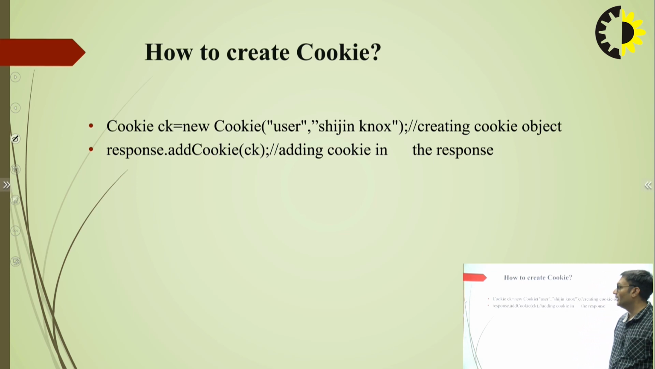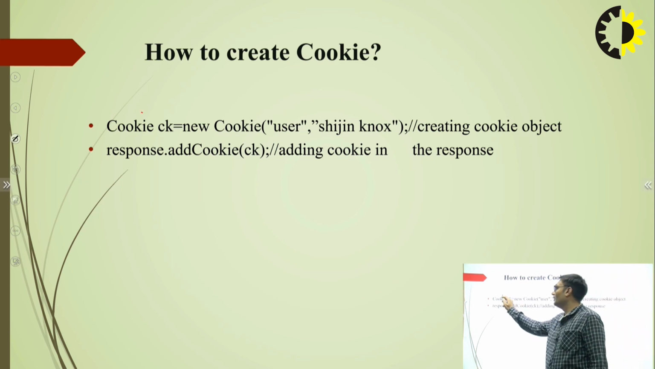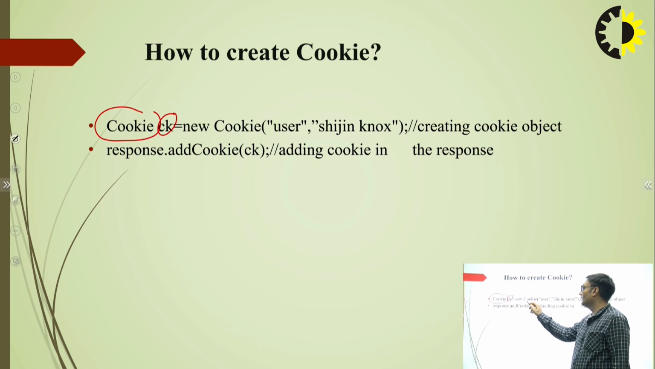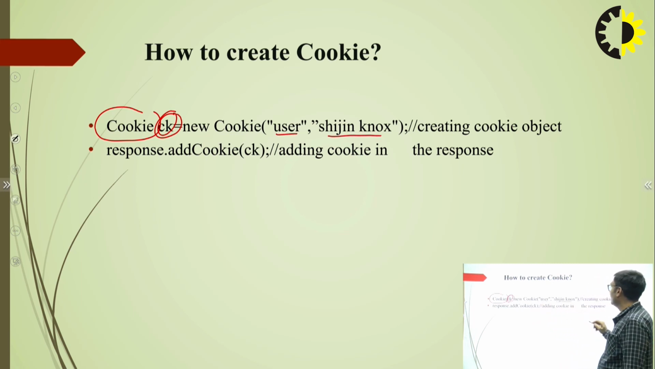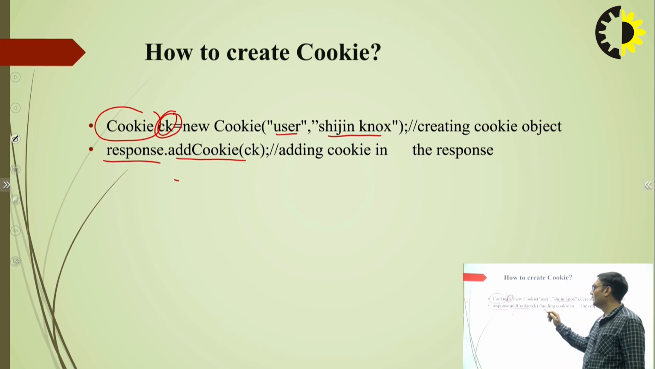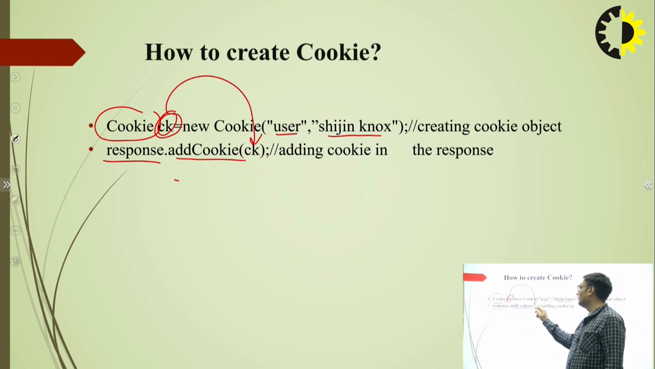Now, how can a cookie be created? To create the cookie, we need to create an object of the class Cookie, and we can pass 2 arguments, that is the name and value of the cookie. And we can add this cookie by the object of the HTTP servlet response class, response dot add cookie, and you will pass this object inside the add cookie method.